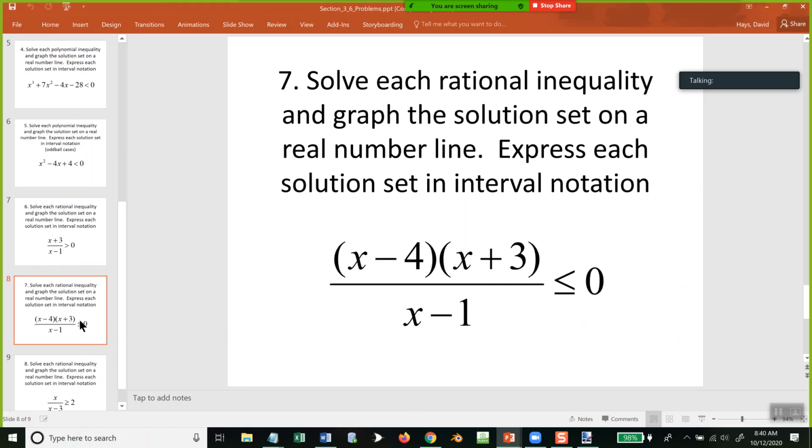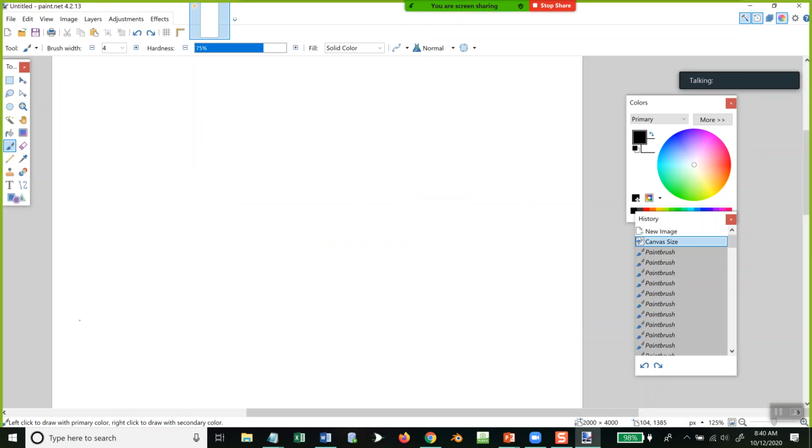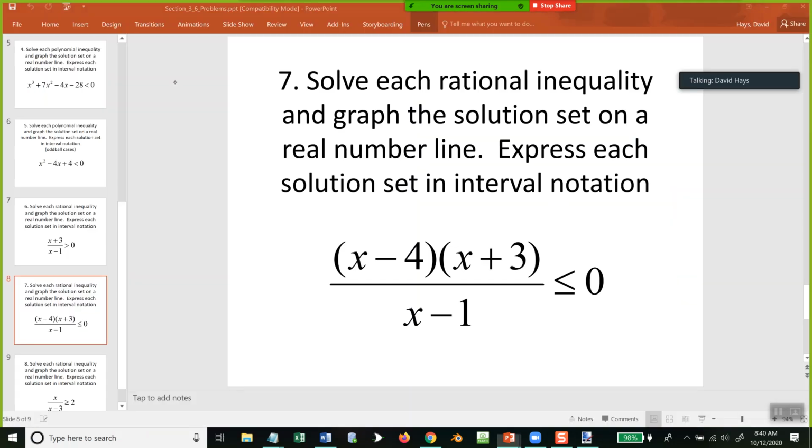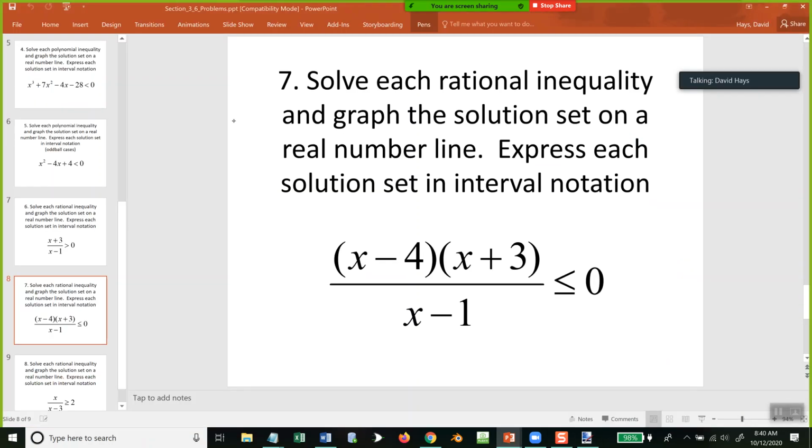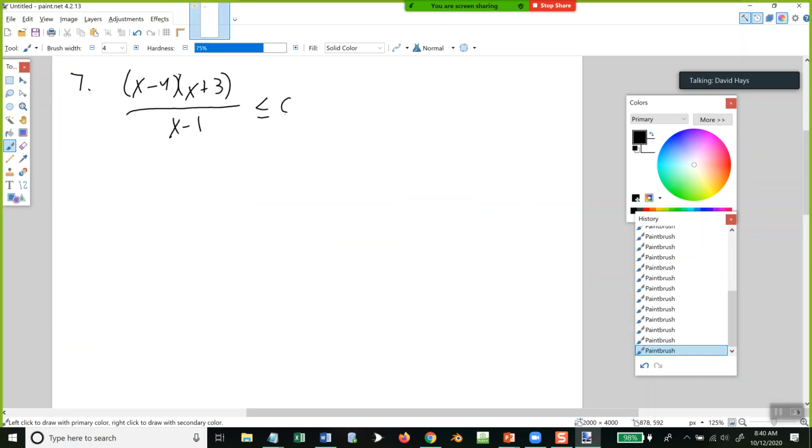Let's take this one. Same instructions. So x minus 4 over x plus 3 times x minus 1, less than or equal to 0. Step 1, get everything on the left side, 0 on the right side. It's done. Step 2, get a single fraction. That's done. Step 3, factor the top, factor the bottom. They're factored as much as they can be, so that's done.